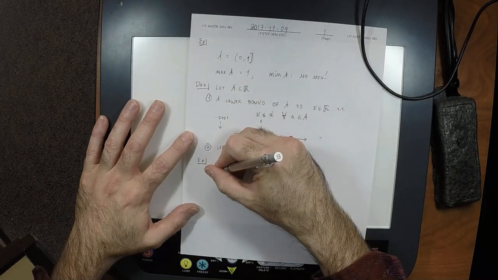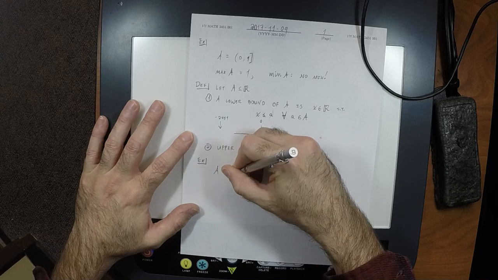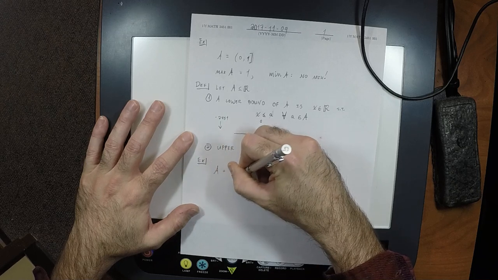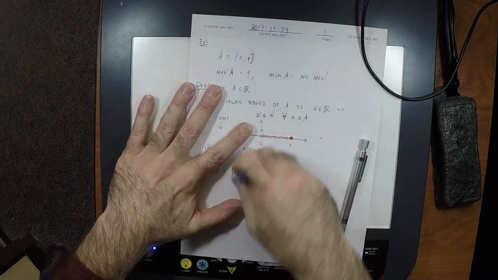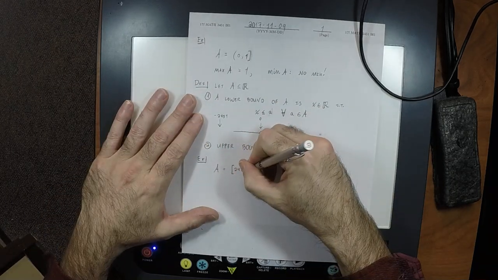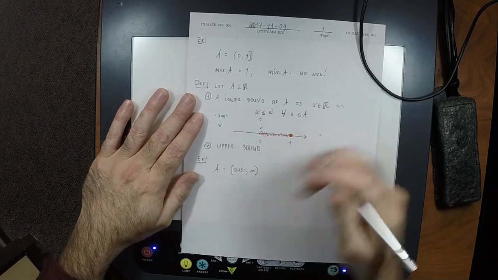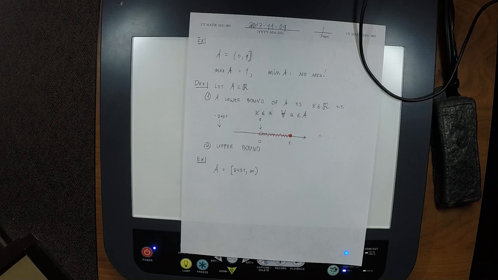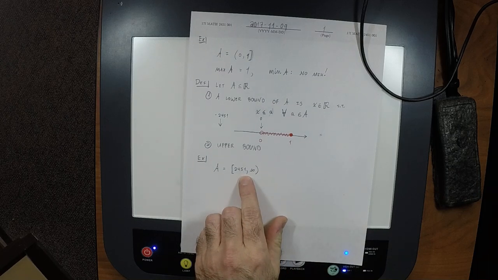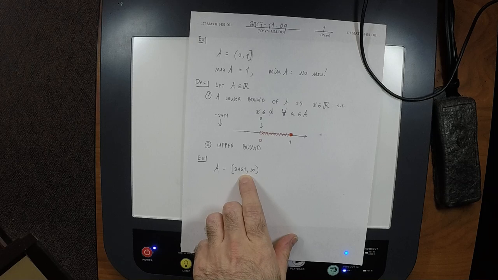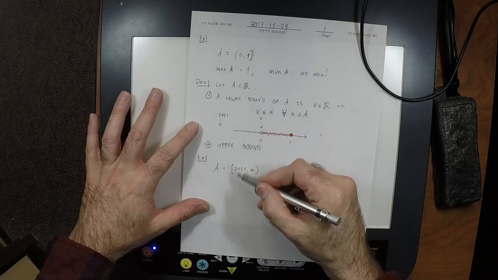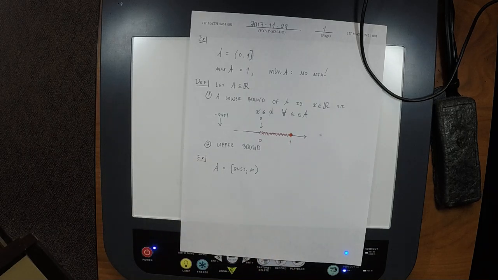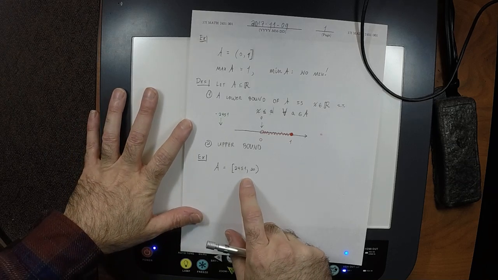So how about this question? Suppose that I say that A is the set 2451 to infinity, then what's the minimum of this set? 2451, okay? And if I was to edit this and make that a parenthesis instead of a bracket, then what would be the minimum in that case? There wouldn't be a minimum, right? Okay, what is the maximum of this set? There is no maximum.